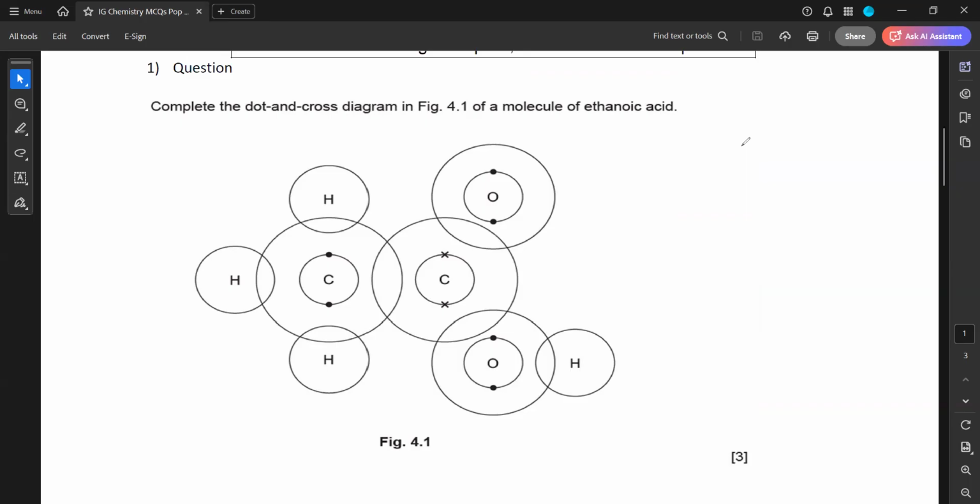Abdullah, my MCQ pop quiz 9 is different. This is MCQs pop quiz 8, sorry, not 9. 9 is the one which I shared yesterday. This is 8.